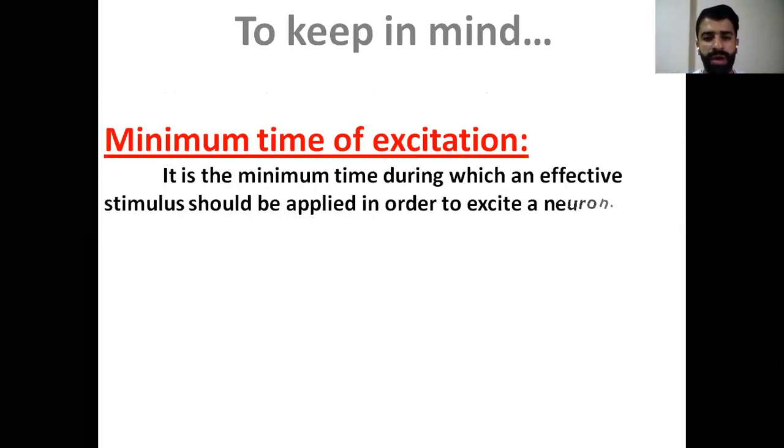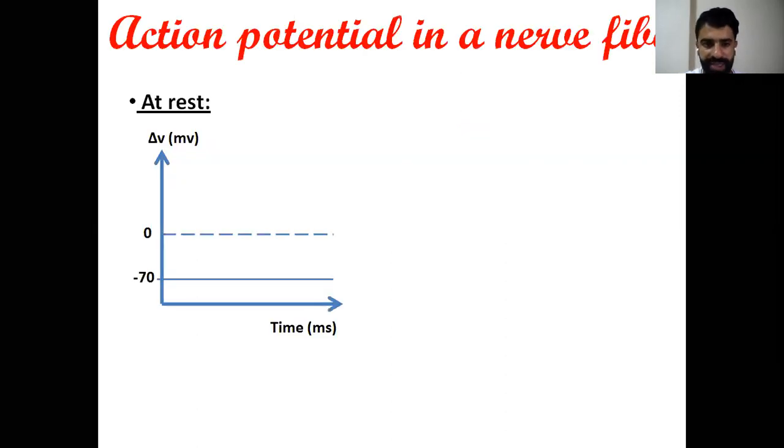Minimum time of excitation. Minimum time of excitation is the minimum time during which an effective stimulus should be applied to excite a neuron to have an action potential. It's called minimum time of excitation.